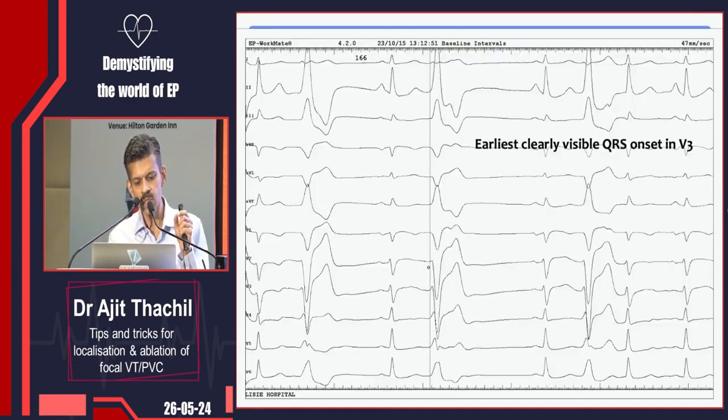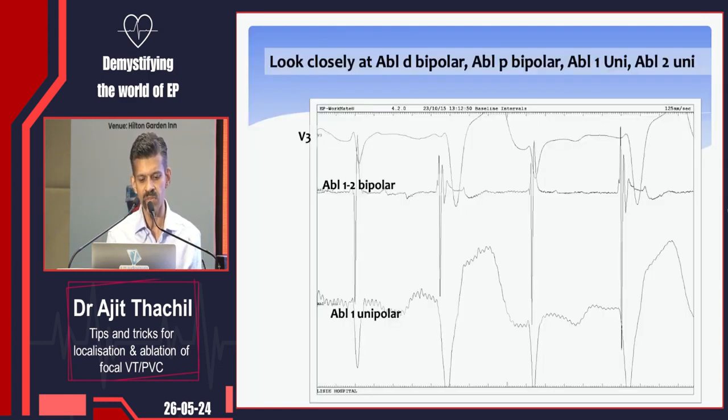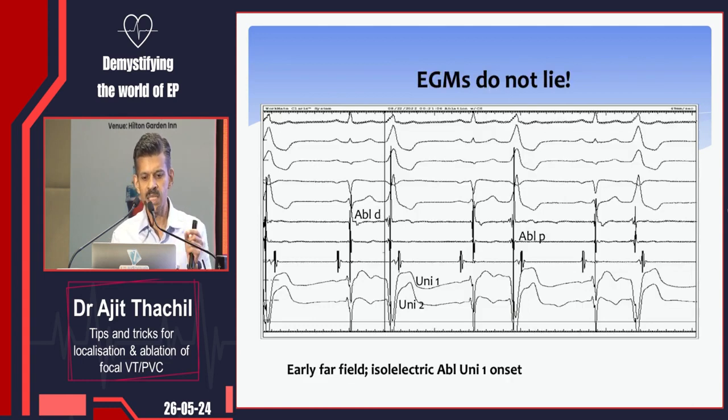So to start with, the earliest clearly visible QRS onset, in here, is in V3. Take that as a reference and look closely at ablation distal bipolar, ablation proximal bipolar, ablation 1 unipolar and ablation 2 unipolar. EGMs do not lie. Like Shabri said, you put garbage in, you get garbage out. So you look at the EGMs very closely before you annotate on your 3D map.